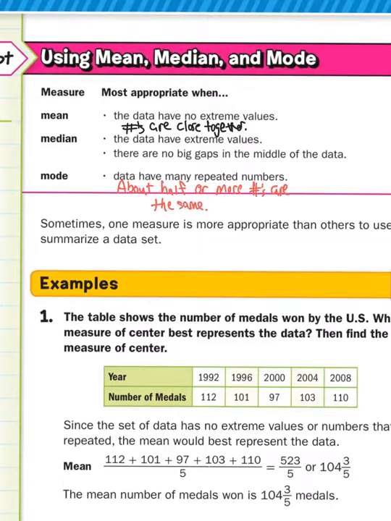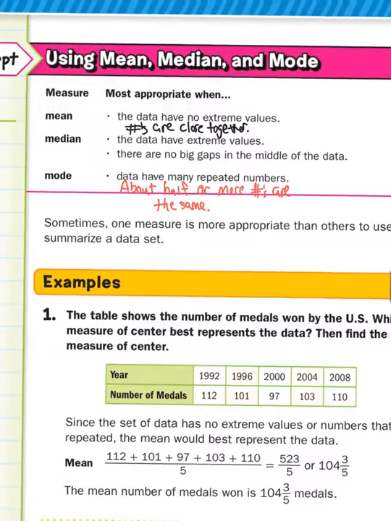So, mean, now keep this handy because you're going to need to look at it. There are no extreme values. Median, there are extreme values, so choose it. Mode, half or more of the numbers are the same. About half, doesn't have to be exactly half. All right, so now let's look at some examples and see what you think.